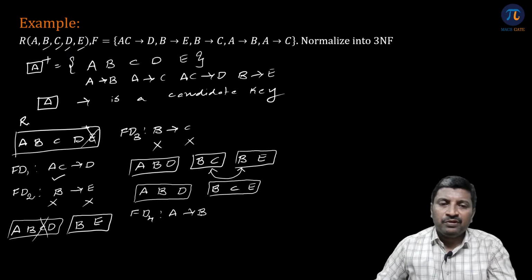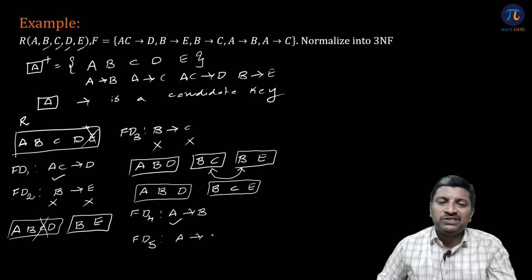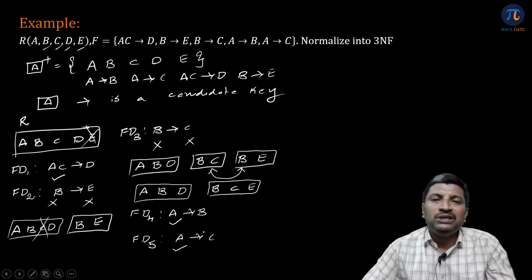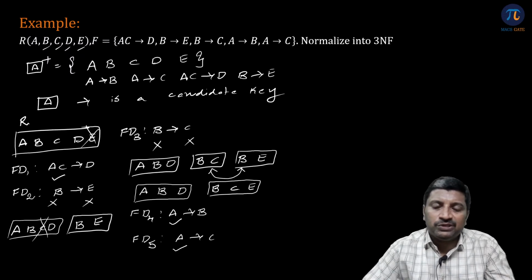A implies B. It is following rules. What about functional dependency 5? A implies C. It is following rules, right? So this is the decomposition according to third normal form. Hope you understood it.